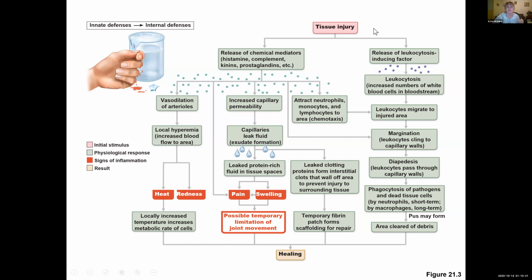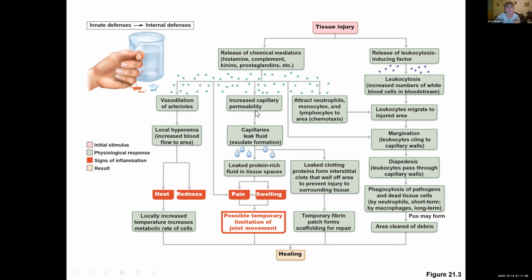So when you have tissue injury, you have release of these chemical mediators or inflammatory chemicals, including histamine, complement, kinins, prostaglandins, and also leukocytosis-inducing factor. Right, so let's look at this part first. So we have release of these chemicals into an area of injury, right? And what happens? It will vasodilate arterioles, right? Again, arterioles, because they do have smooth muscles, so they can dilate and they can constrict.